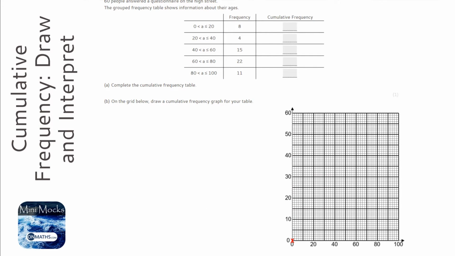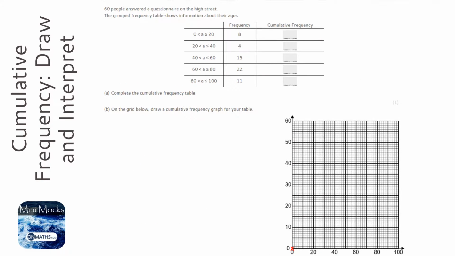Otherwise, let's get going. The way of doing cumulative frequency is just to think of it as a running total. So you'll always start off with the first number, which is 8, and we're going to add 4 to that number. So 8 plus 4 is 12. Then we're going to add the 15, which is here, to the 12. So that will make 27. Then we're going to add the 22. So 7 plus 2 is 9, 2 plus 2 is 4, so 49. And then we're going to add the 11. So that will be 60.